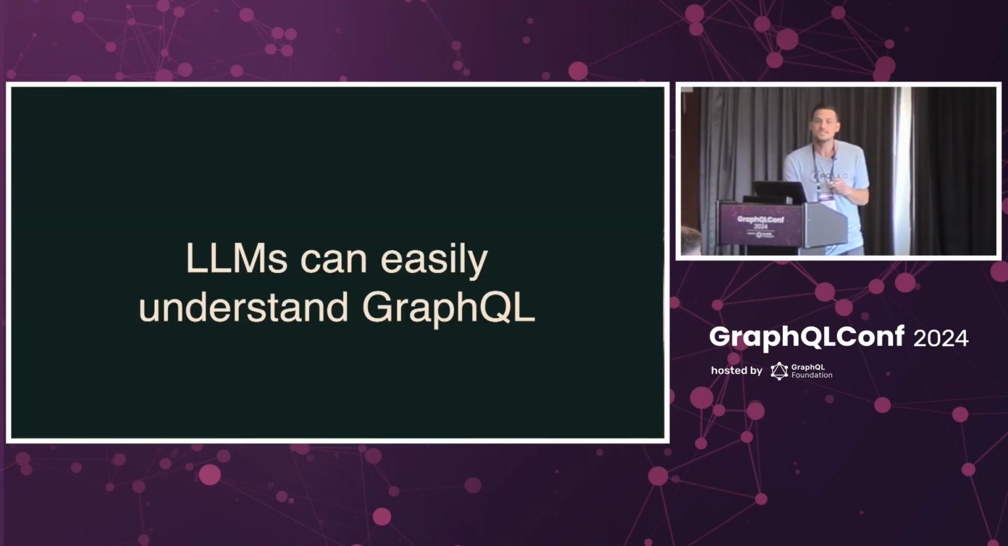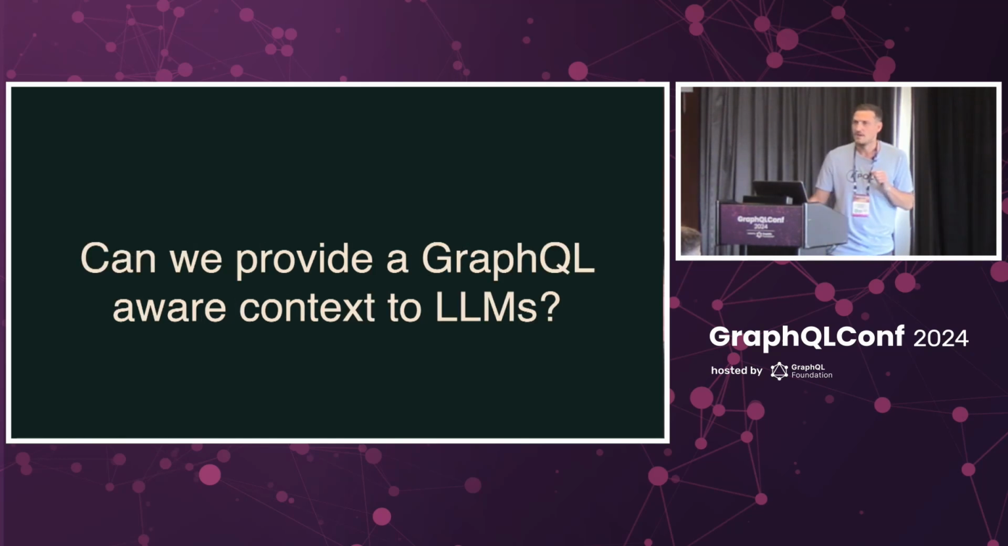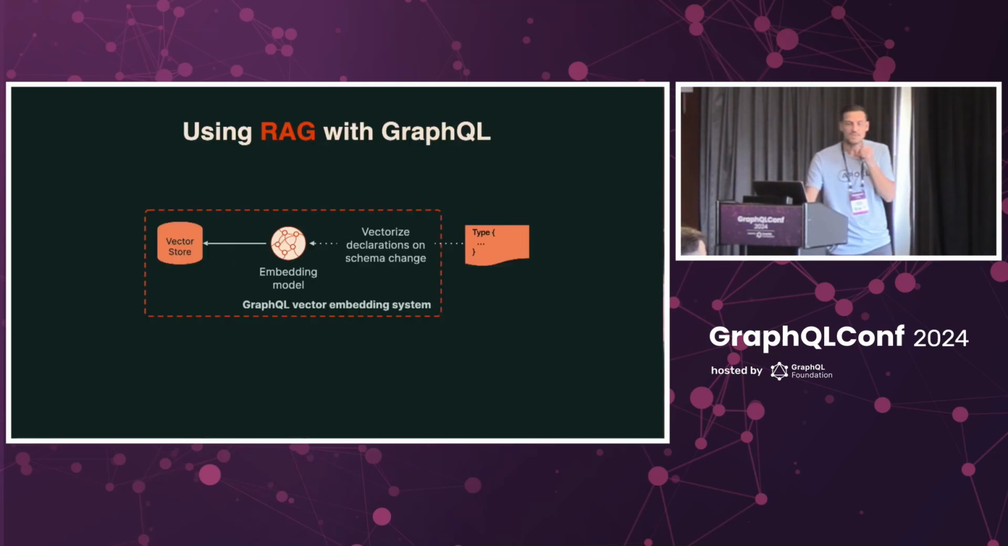So LLMs can easily understand GraphQL. And the question comes, can we actually provide a GraphQL-aware context to any LLM? You hear a lot about, do we have to train LLMs on this custom data? What about not training it? Can we just actually make it maybe GraphQL-aware and have it understand our APIs? I think the answer is yes.